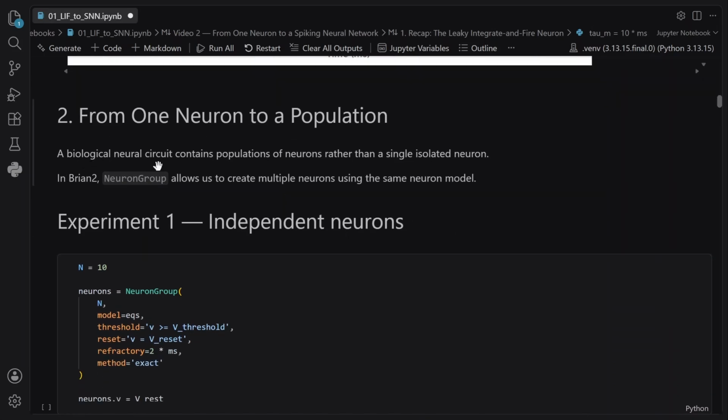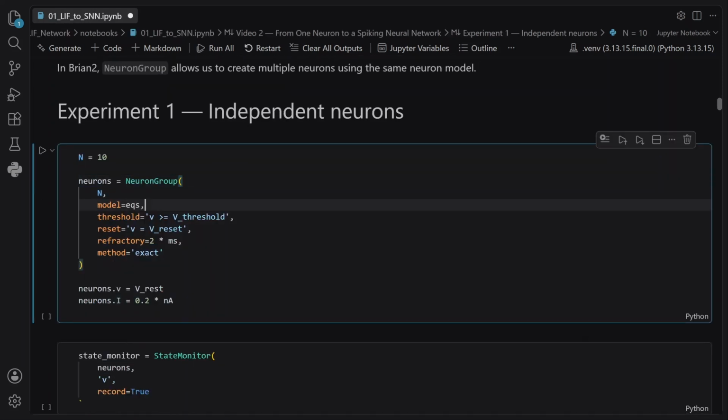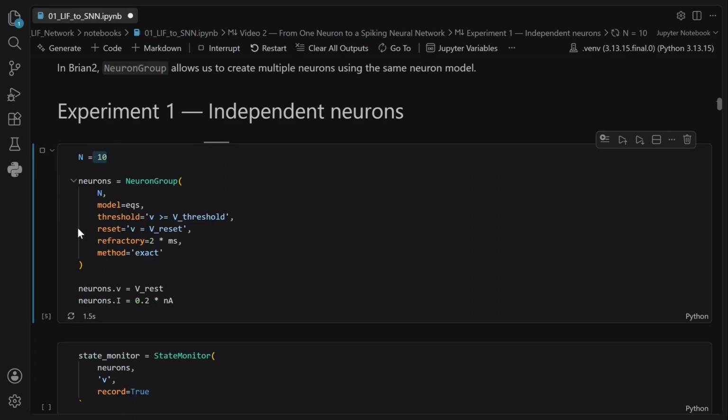A biological neural circuit contains a population of neurons rather than a single isolated neuron. In Brian 2, we'll use NeuronGroup, which allows us to create multiple neurons using the same neuron model. So we used this last time. We had one here for one neuron. Now we're putting 10 neurons here. Everything else remains the same. Run that.